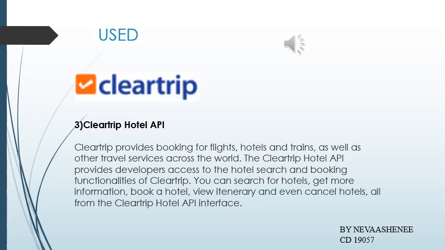Third API used is ClearTrip Hotel API. ClearTrip provides booking for flights, hotels and trains as well as other travel services across the world. The ClearTrip Hotel API provides developers access to the hotel search and booking functionalities of ClearTrip. You can search for hotels, get more information, book a hotel, view the itinerary and even cancel hotels, all from the ClearTrip Hotel API interface.